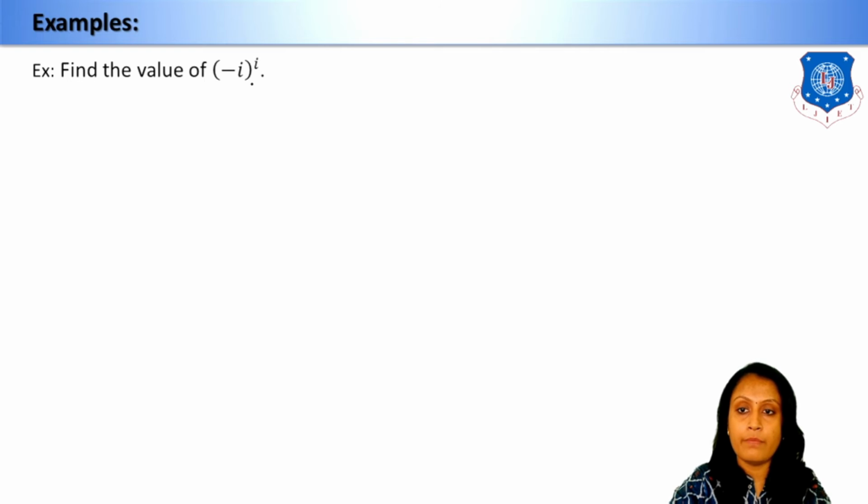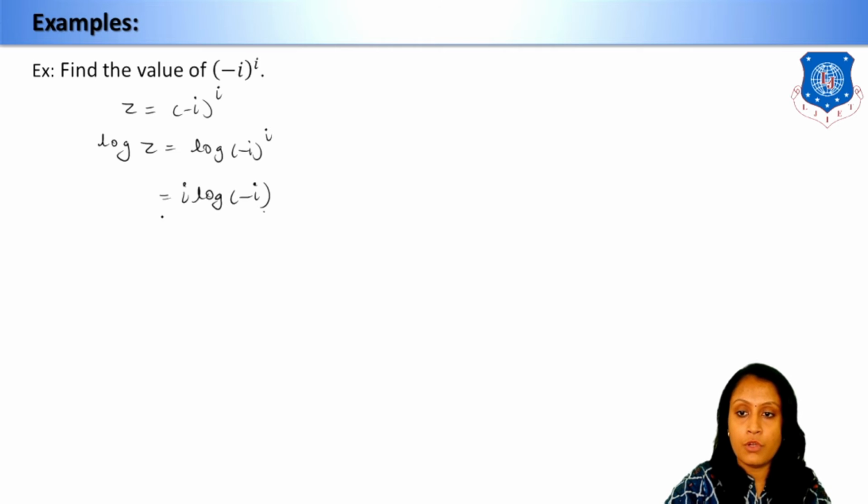Find the value of minus I raised to I, okay? So let's take it as z. So z is equal to minus I raised to I, okay? Apply log on both the sides, so we have log z is equal to log minus I raised to I, okay? We can bring this I over here, so this is I log of minus I, okay? Now we need to find the answer of this log of minus I, okay?